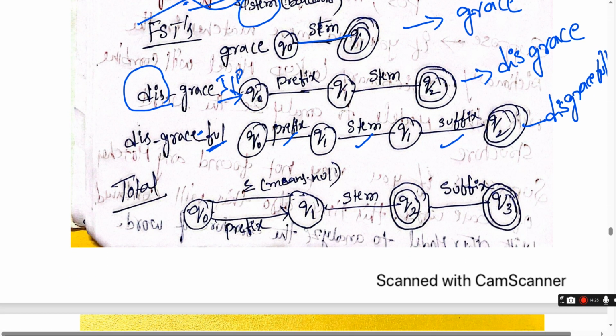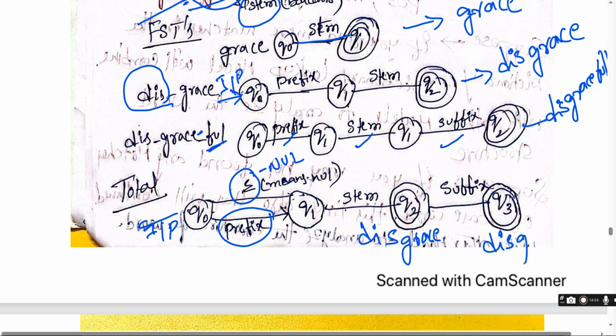So totally, disgraceful: how will we draw the automata for disgraceful? So this is the input, and the prefix and epsilon. Epsilon means, I think everyone knows, it is a null value. And in total here we have two end states. One word is disgrace, and another ending word is disgraceful, with the suffix: one ending state with prefix and stem, one ending state with the suffix.